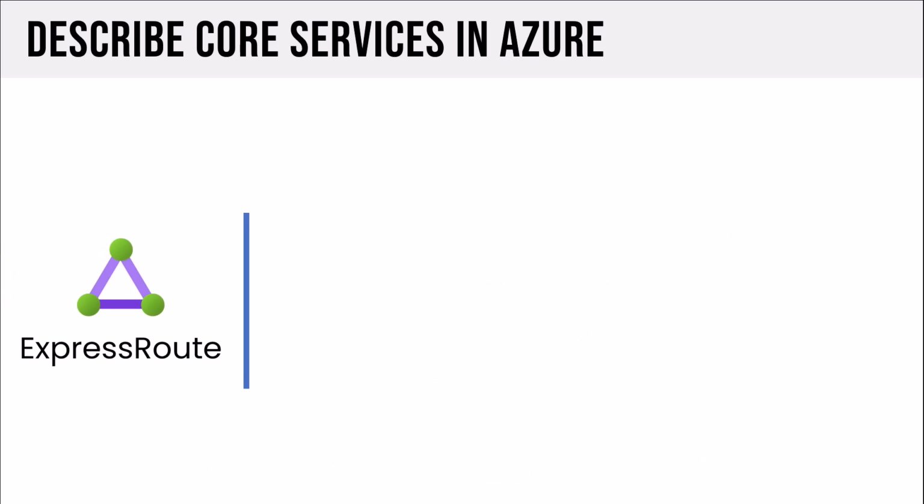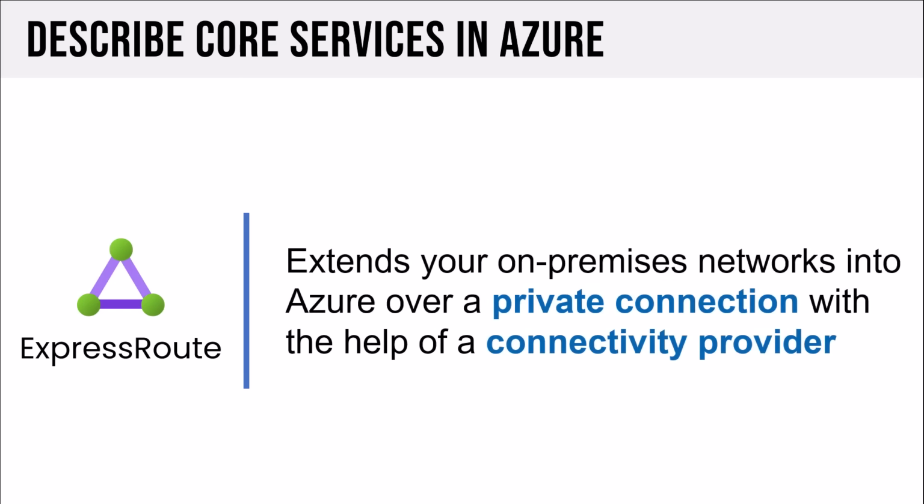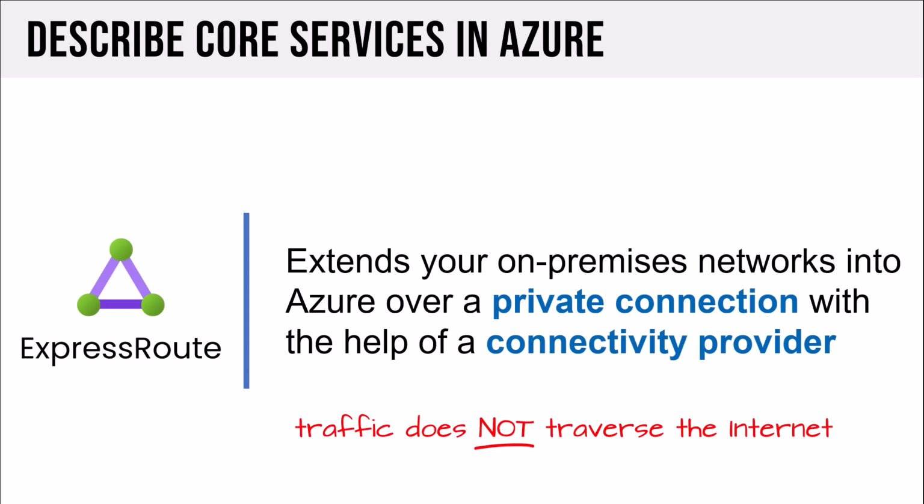Let's talk for a moment about ExpressRoute. ExpressRoute extends your on-premises networks into Azure over a private connection with the help of a connectivity provider, a network provider really, and the traffic does not traverse the internet, which is an important distinction from a site-to-site VPN. It means latency is generally going to be less, the control is greater, the security is a step higher, because it's all private connectivity.